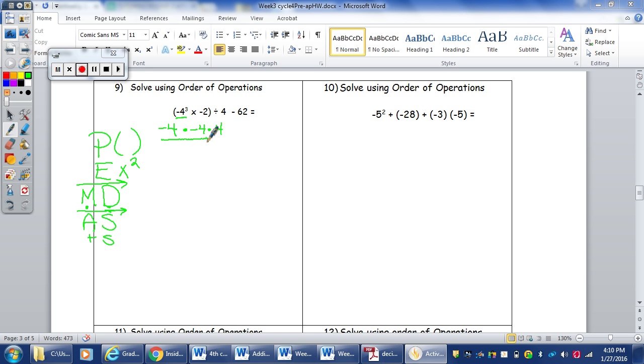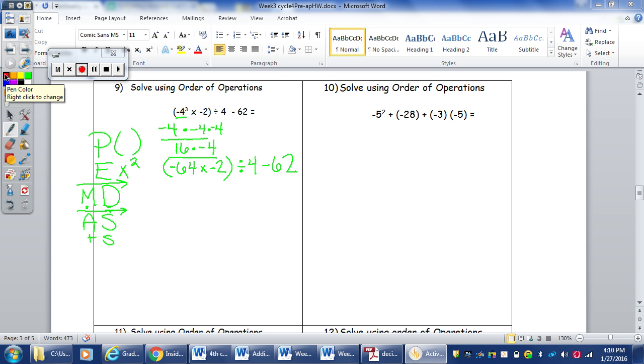-4 times -4 is a positive 16. Remember, a negative times a negative gives me a positive solution. Then I'm going to take 16 and multiply it with a -4, and I get -64. Now I'm going to leave the -64 inside parentheses because I'm not done with the parentheses yet. And I'm going to drop everything else down that I did not underline. So we're going to have times -2 divided by 4 minus 62.